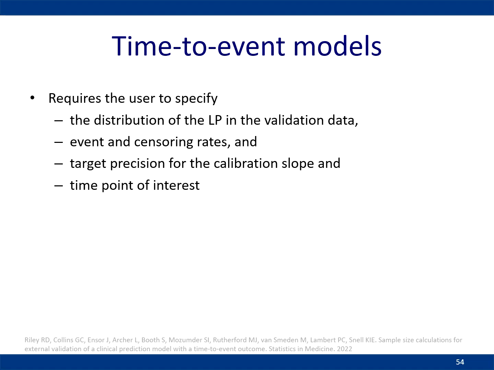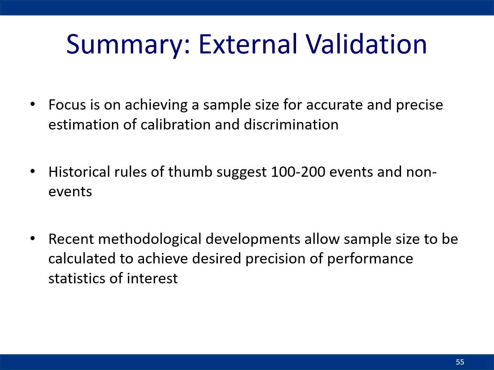And I hope to be able to implement this in PM val samp size in the near future. So in summary, for external validation, the focus is for us to achieve a sample size that allows us to calculate accurate and precise calibration and discrimination statistics. Historically, we've had rules of thumb suggesting around 100 to 200 events and non-events for external validation. But now we have some further methods that we can use to calculate sample size in a more tailored way for your particular example.